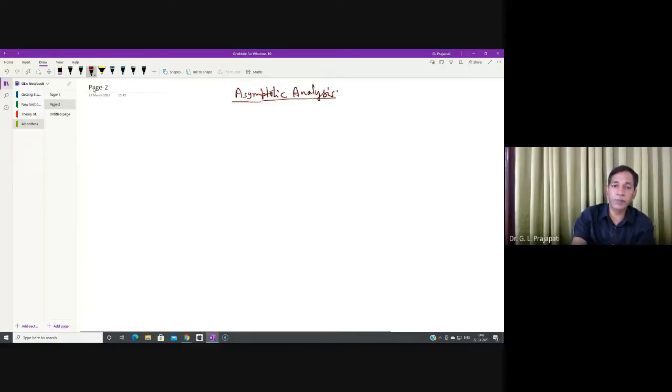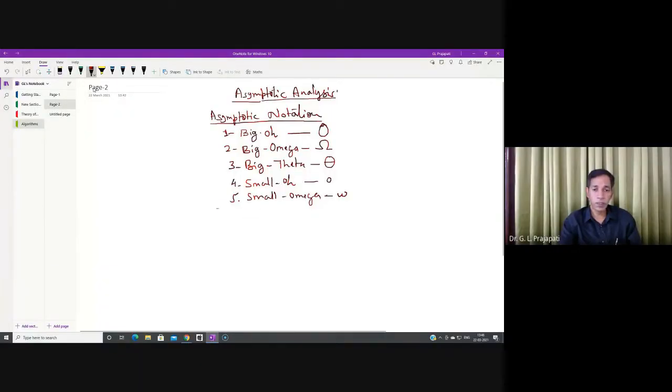While we are going to do the asymptotic analysis, we need to use the asymptotic notations. With the help of the asymptotic notation, you need to represent the complexity in terms of the asymptotic notation. So we have the 5 notations here. With the help of these 5 notations, we analyze the algorithms, and we can represent the complexity of any algorithm with the help of these notations.